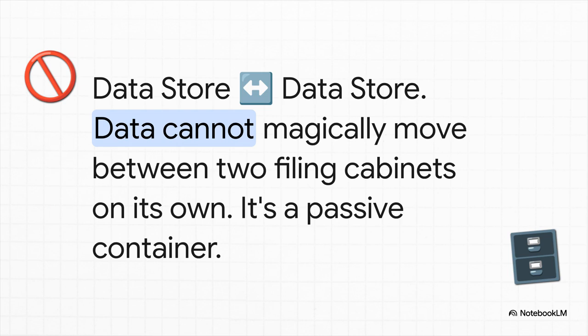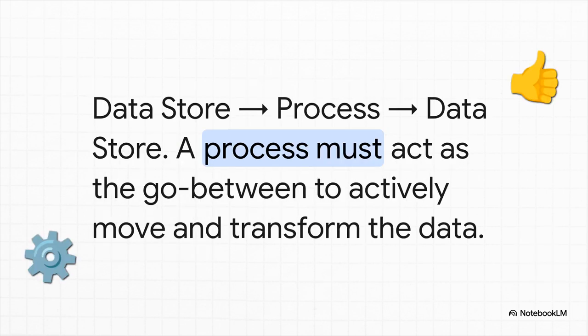And why? Well, because data stores are passive. A spreadsheet can't just decide to send its data over to a database. Information can't just magically teleport between two filing cabinets. The fix is so simple. You just need a process to do the work. The process, our verb, remember, has to actively go get the data from that first data store, maybe do something to it, and then put it in the second one. The process is the engine that actually moves the data from point A to point B.